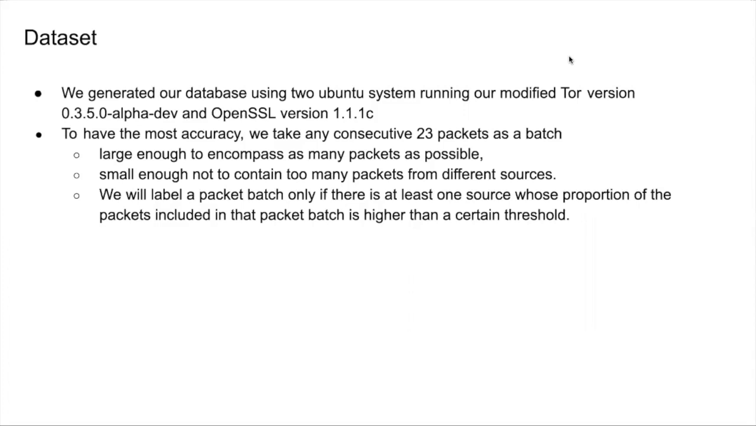So to generate our dataset, we use two Ubuntu systems running at the same time. And one important point is that to have the most accurate labeling process, we only took 23 consecutive packets as a batch. We found that it is large enough to encompass as many packets as possible and at the same time small enough to not contain too many packets from different sources. And we only label each batch if there is one label inside the batch whose proportion is higher than a certain threshold.